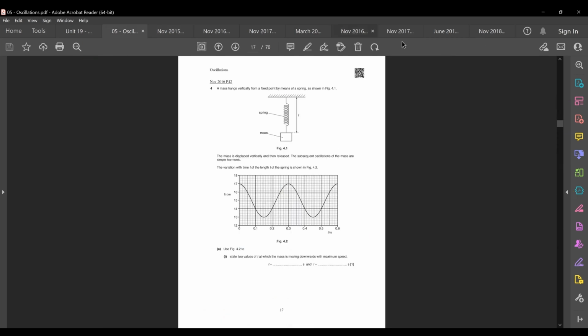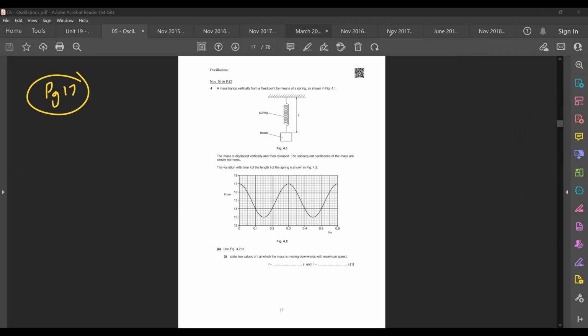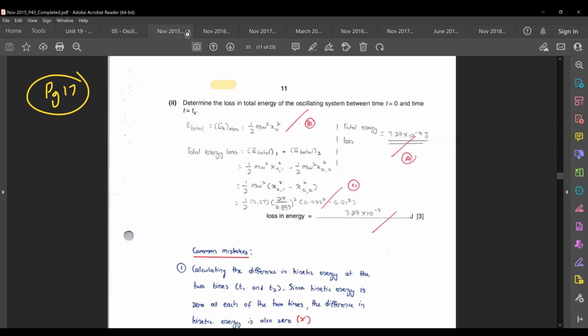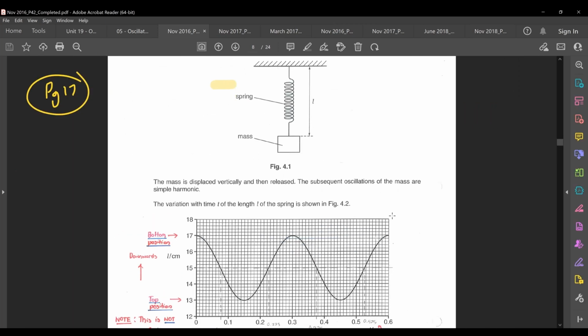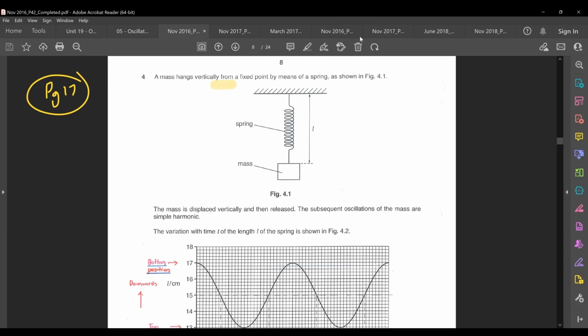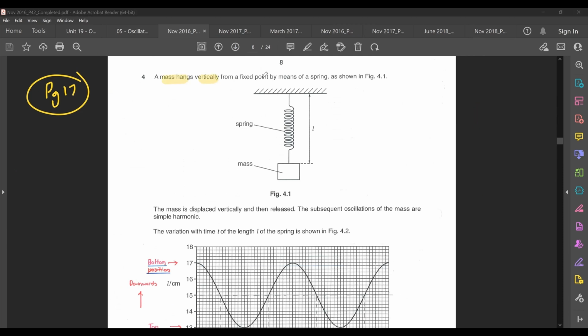Next question that you can have a look at is page 17. Okay, page 17 is November 2016 P42. So for this question here, if you look at it now, they mentioned to you that you have a mass that hangs vertically from a fixed point by means of a spring as shown in the figure below. The mass is displaced vertically and then released, and the subsequent oscillations of the mass are simple harmonic. The variation with time t of the length L of the spring is as shown.